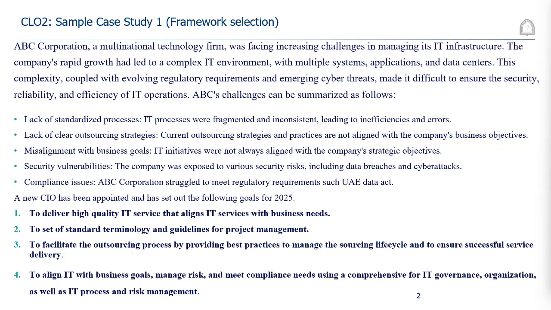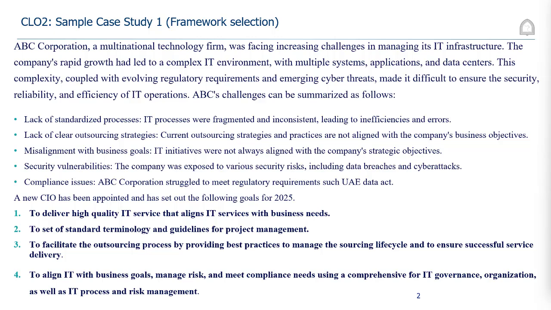So ABC is a multinational corporation that is facing challenges, okay? ABC's challenges can be summarized as follows: the lack of standardized processes, lack of outsourcing strategies, misalignment with the business goals, security vulnerabilities, compliance issues. Those are typical issues that you get when you don't have the right IT governance in place. Very standard problems that you get with IT if you're not following proper IT governance.